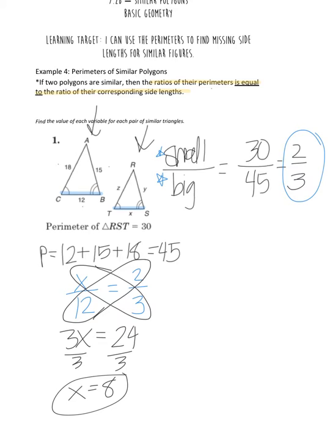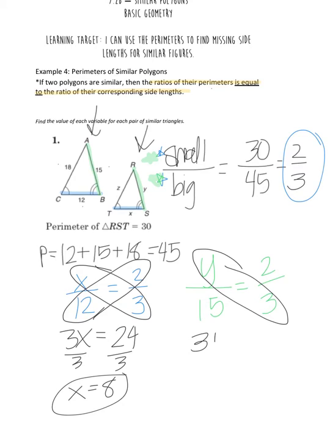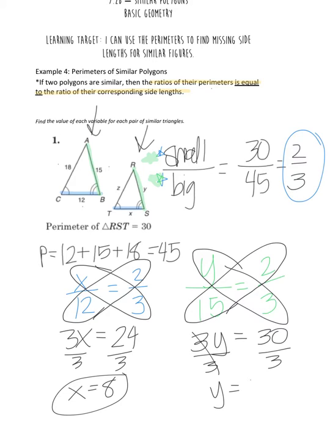For the next side length, let's say we want to find y next. y corresponds with 15 in the big triangle. So I'm comparing small triangle to big triangle. I start with y, small triangle, to 15, big triangle, equals 2 to 3, the ratio of their perimeters. Once again, I solve this by using the cross products property. So I multiply 3 times y and set that equal to 15 times 2. And I divide both sides by 3 to get y equals 10.